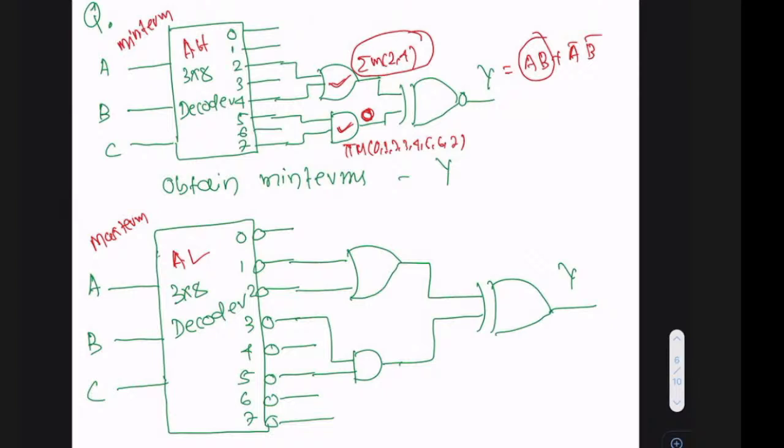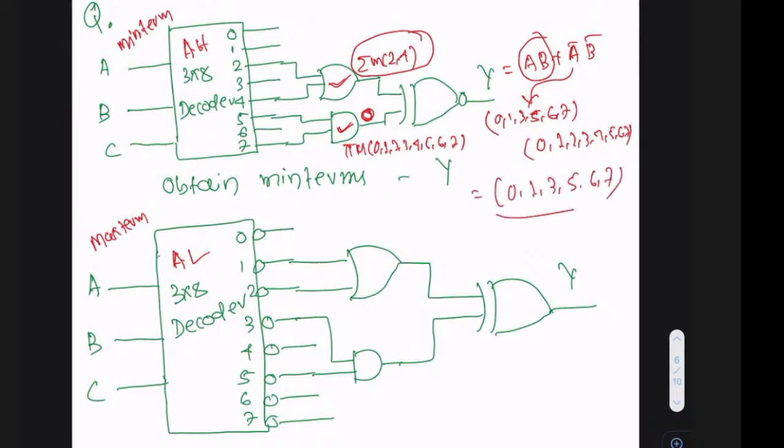And for A bar, B bar, from A bar, what do you get? The complement of this, that is 0, 1, 3, 5, 6, 7. This is what you get from A bar. And what do you get from B bar? B is these things, so the max terms of B become the min terms of B bar. The common terms are 0, 1, 3, 5, 6, and 7. This is the right answer.